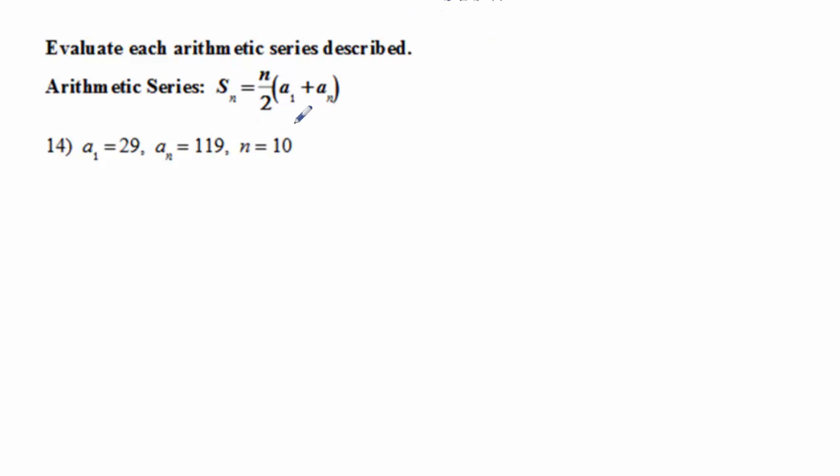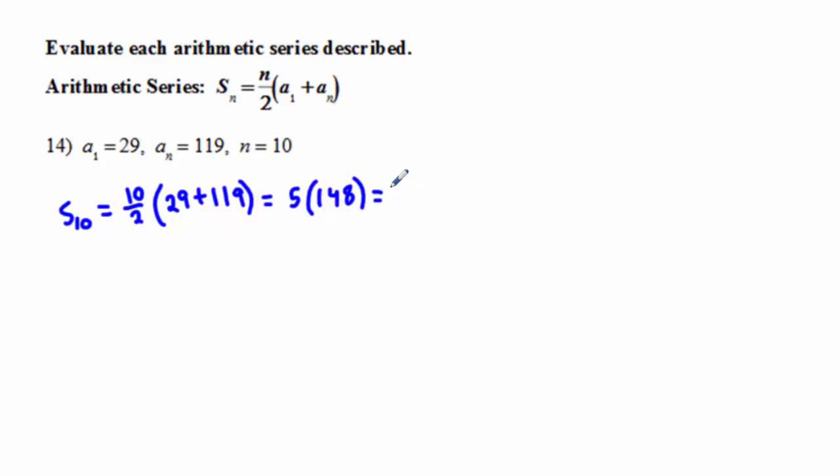14 is nice enough to give us the formula we need to use. We have a1, which is going to go here, an, which is going to go here, and n is 10, which goes here. So let's just fill it in and work it out. So 10 over 2, and in parentheses we've got 29 plus 119. And so you can type this in exactly the way it is into your calculator, or you can try to work out some of it on your own. This is 5 times 148. And then we would almost definitely want to pull out our calculator because that's a pretty big number. We should get 740.